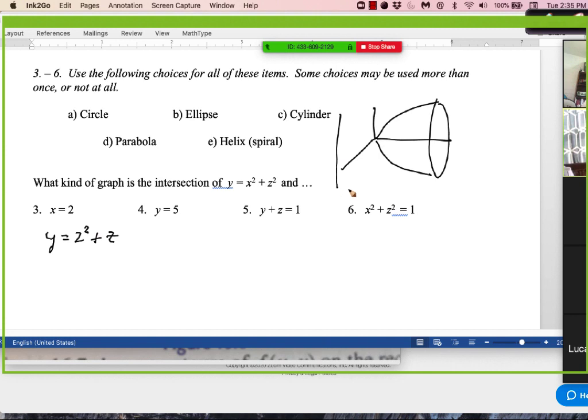Y equals, let's say, would be a parabola. Yeah, that's a parabola, right? And if you imagine the plane x equals 2, which is two units out in front of the screen, intersecting this thing, you're going to get a parabola like this, if you intersected a plane through this paraboloid. So this one's a parabola.